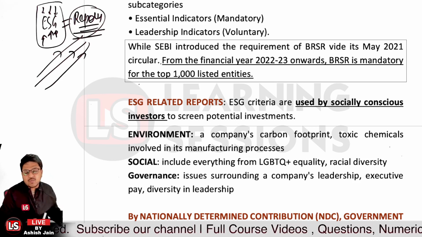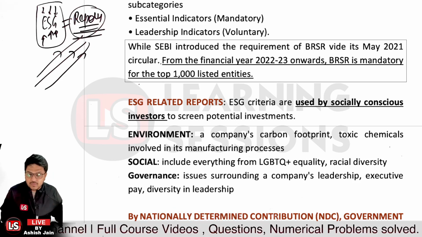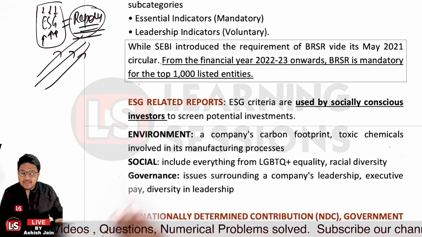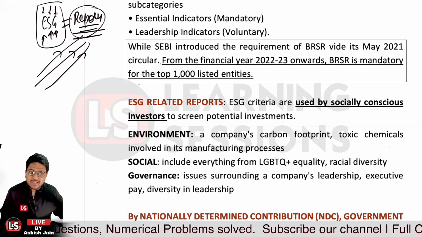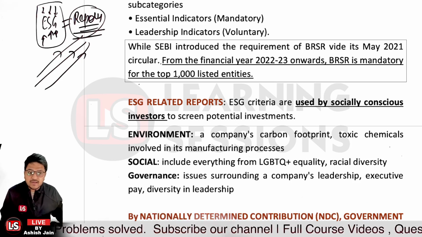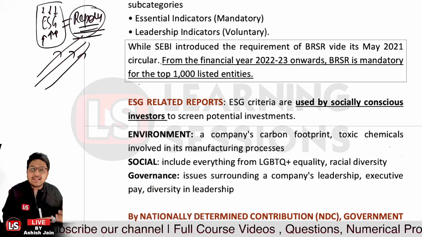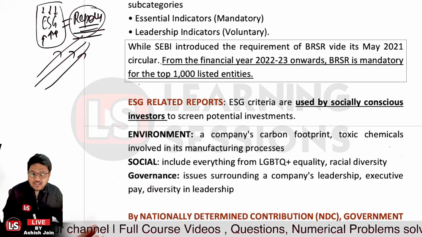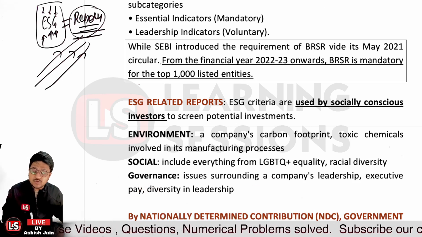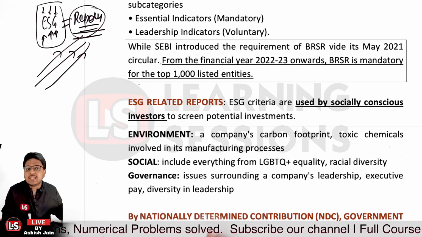Okay, so if you're talking about the environment, what is a company's carbon footprint, that is to be taken care of. If we're talking about the social part, are you considering inequality between lesbian, gay, bisexual, transgender, etc., or must there be equality? And are you covering racial diversity? If we're talking about governance, it's related to how the company's leadership is structured, and what the executive pay or diversity in leadership is. We must be considering the different issues that may be there, and further we must be reporting on them all, right?